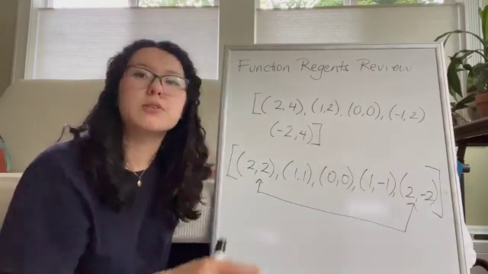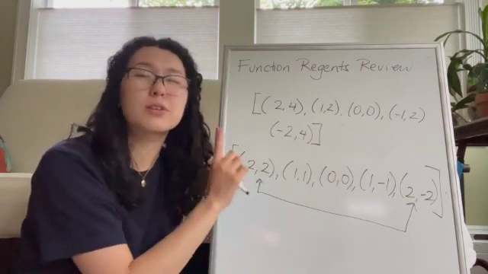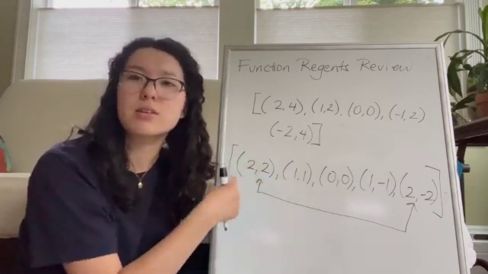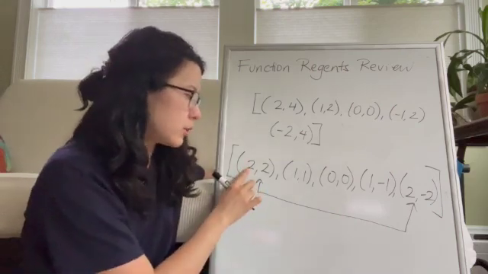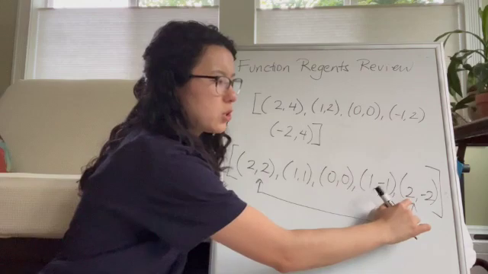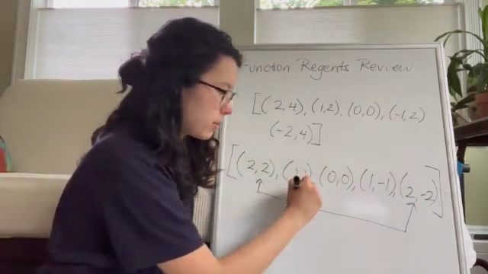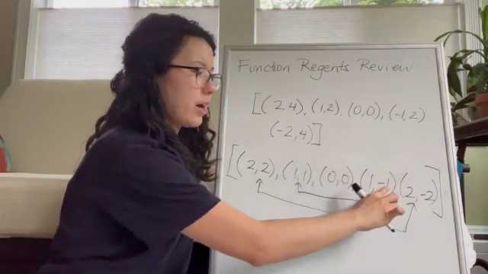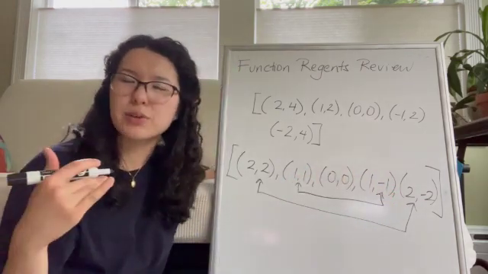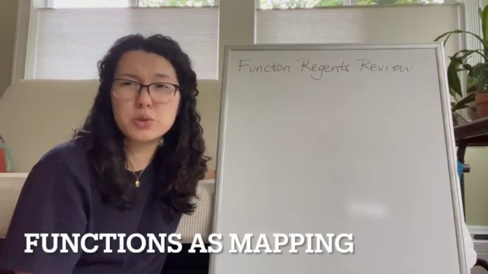Remember, with ordered pairs, the first number represents the x and the second represents the y, which is the output. So here we've got input 2 getting +2 output, input 2 getting -2 output, again, not a function, and then we also have +1 having an output of +1, and then +1 having an output of -1, so not a function.